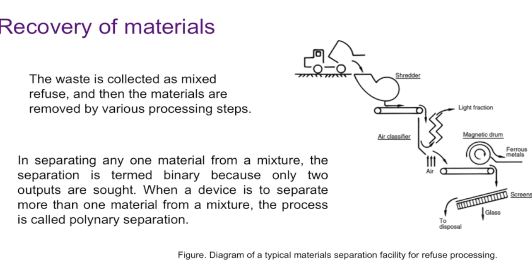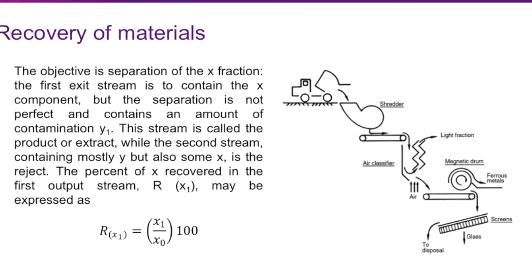When a device is to separate more than one material from a mixture, the process is called polynary separation. On the right side, you can see a diagram of a typical material separation facility for refuse processing. So these are the type of equipment that we're just going to briefly explain. So the objective is separation of the X fraction.